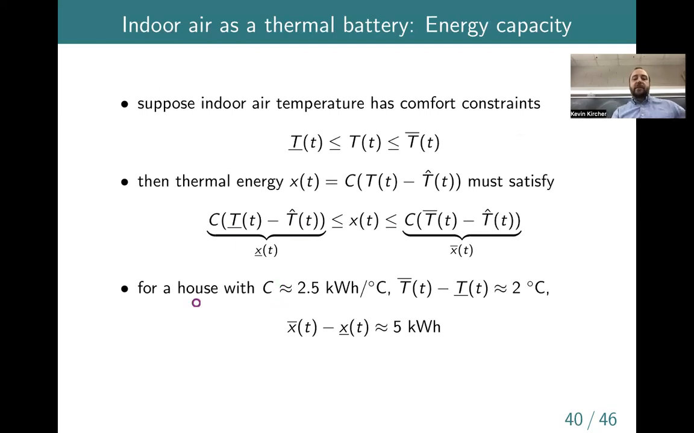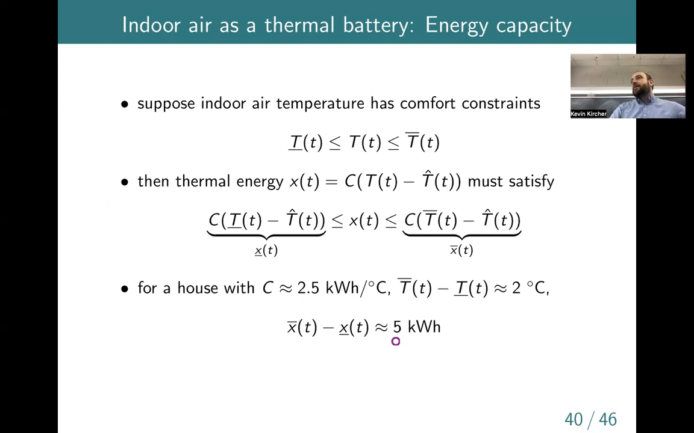Okay, so just running some numbers here. A typical value for a 2,000 square foot house that's a couple of stories might be about 2.5, 3, something like that for the thermal capacitance. And then maybe we tolerate around plus or minus 1 degree Celsius, roughly 2 degrees Fahrenheit. So with those parameters, the difference between the minimum energy and the maximum energy that we can store would be about 5 kilowatt hours.